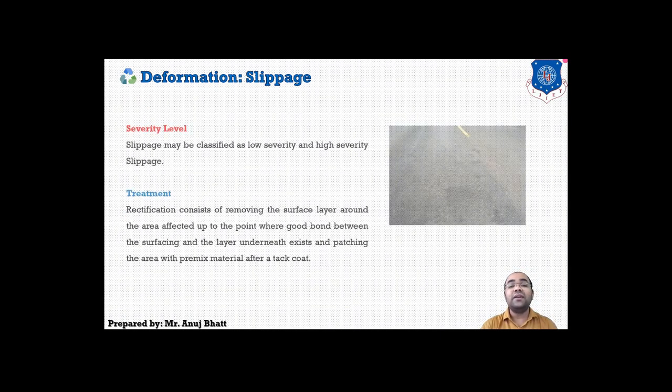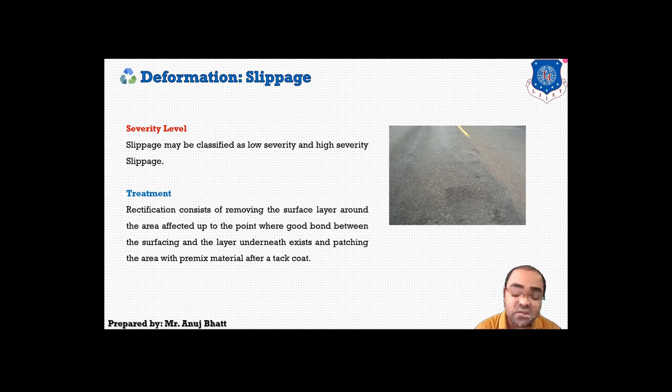If we talk about the severity level, slippage may be classified as low severity and high severity. If the slippage is isolated in a particular lane, that kind of deformation is known as low severity deformation. But if the slippage is along the wheel path in the entire lane or the carriageway, such deformation is known as high severity deformation.